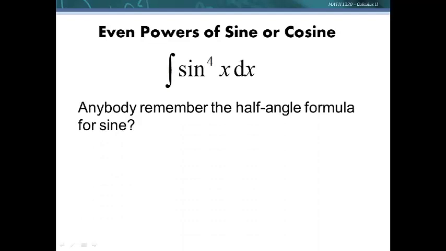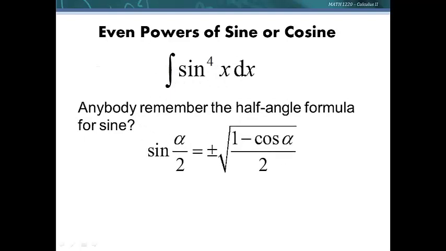Do we remember the half angle formula from trig? Basically, it said if you have the sine of an angle divided by 2, it's either plus or minus, depending on the quadrant it's in, the square root of the quantity 1 minus cosine theta all over 2. Now we're going to take this identity and square both sides. That will take care of our plus or minus because it's going to get squared, and it'll also take care of our square root.